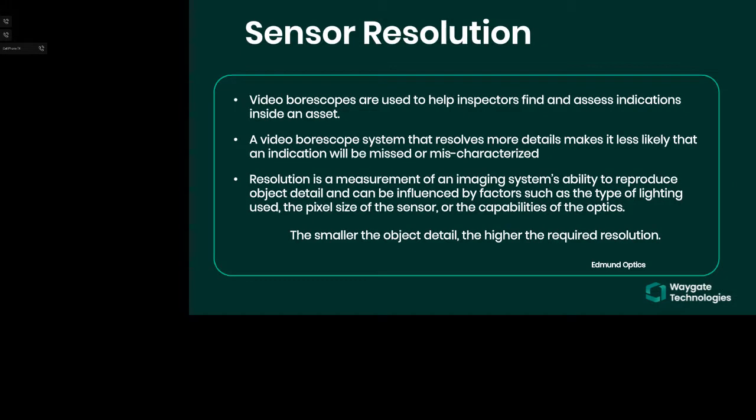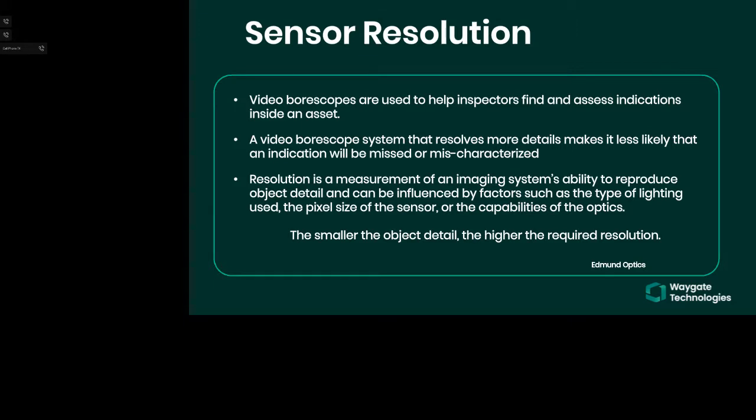Let's talk about this sensor first. That's the camera imager that's out on the end of an object. And the thing about resolution, it's a measurement of what the imaging system's ability is to reproduce object details, and it can be influenced by factors such as the type of lighting that's on the scene, what the pixel sizes are on the imager, or what the capability of the optics are. And Edmund Optics defines that as the smaller the object detail, the higher the required resolution.